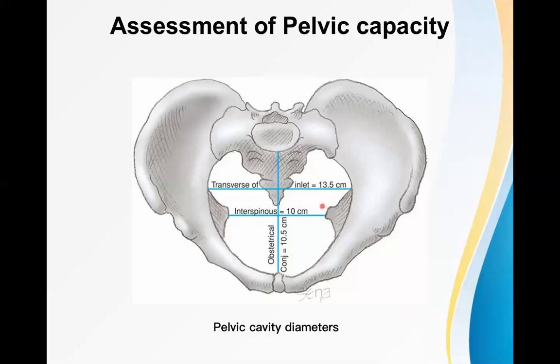The baby has to pass through it, then only the baby can be delivered. If the female pelvis has an interspinous diameter of less than 10 centimeter, delivery cannot occur. So during the obstetrical examination, the obstetrician has to judge what is the interspinous diameter as well.